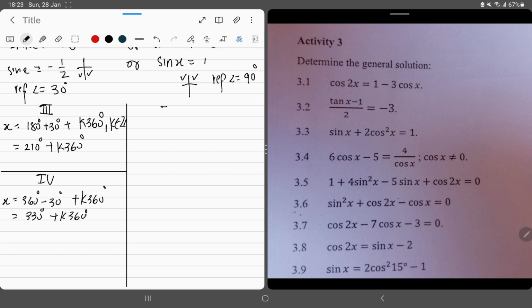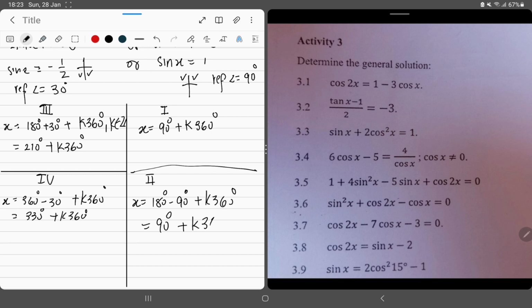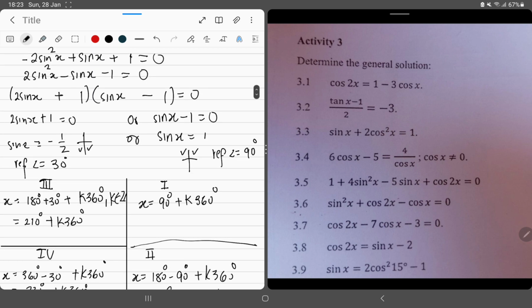So here I'm working in quadrant 1. x is equal to 90 degrees plus k 360 degrees. And then in quadrant 2, x is equal to 180 degrees minus 90 degrees plus k 360. So this is 90 degrees plus k 360.